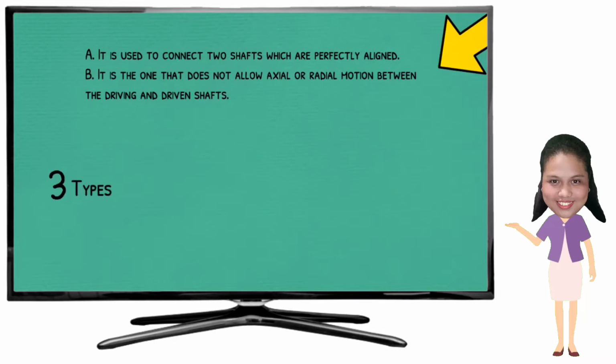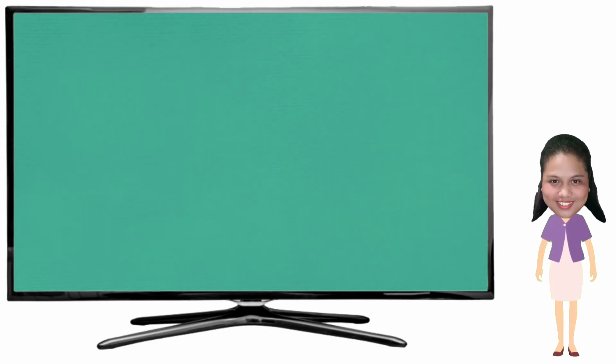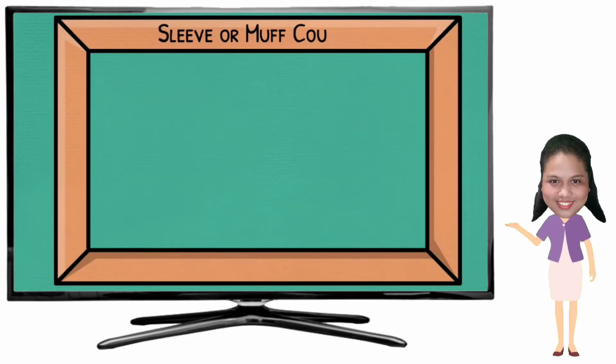There are three types of rigid coupling, and they are important from the subject point of view. First, sleeve or muff coupling. Second, clamp or split muff or compression coupling. And lastly, flange coupling. And now, let's talk about the first type of rigid coupling, the sleeve or muff coupling.